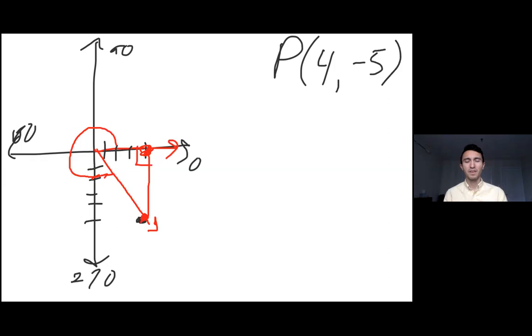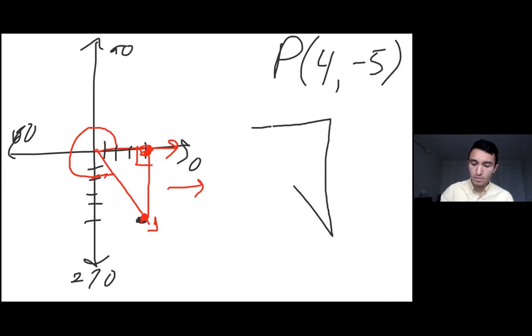Okay. Now, what are the lengths of that triangle? So let's draw it off to the side here. This is our triangle. Boom, boom, boom.